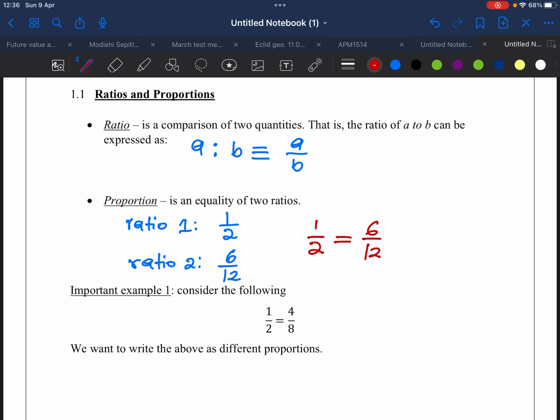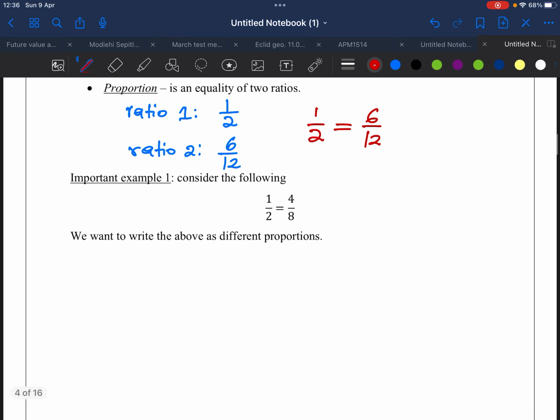Ratio 1 is 1 over 2, ratio 2 is 6 over 12, meaning these two ratios are equal. Hence, we call them a proportion, meaning they're in the same proportion. But when we had 1 over 2, we call it a ratio. 6 over 12 is just a ratio. But if we decide to equate them, we call them what? A proportion.